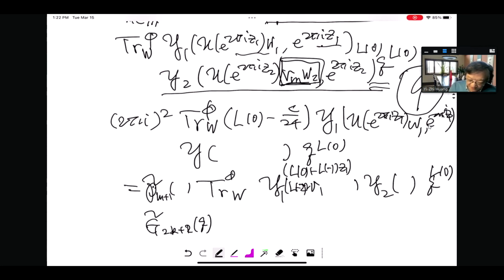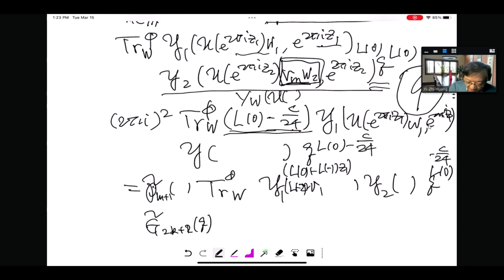Now, the nice thing is the following. We actually have this L0 minus c over 24. Where does this minus c over 24 come from? Because here, originally there's the vertex operator. For this vertex operator, you also have to put this U, and this U actually produces this. So because we have this L0 minus c over 24, you actually have to change here to c over 24. But this is on both sides, so you just multiply.